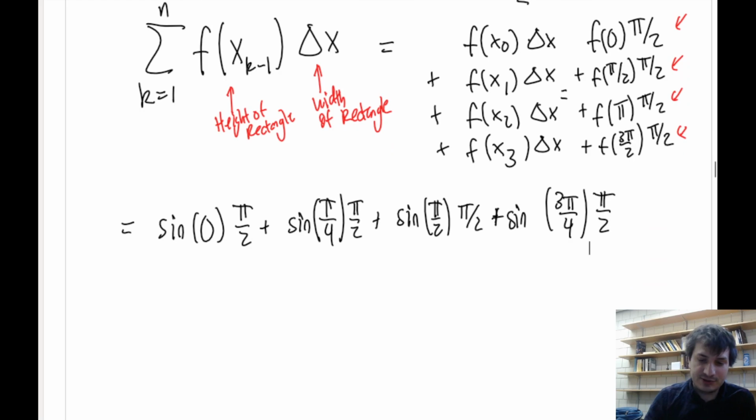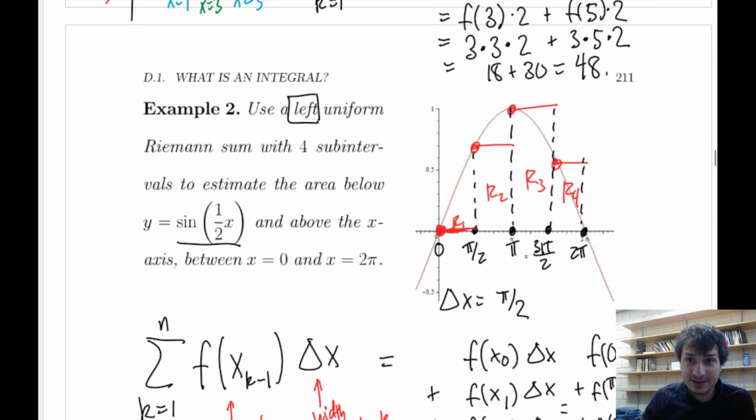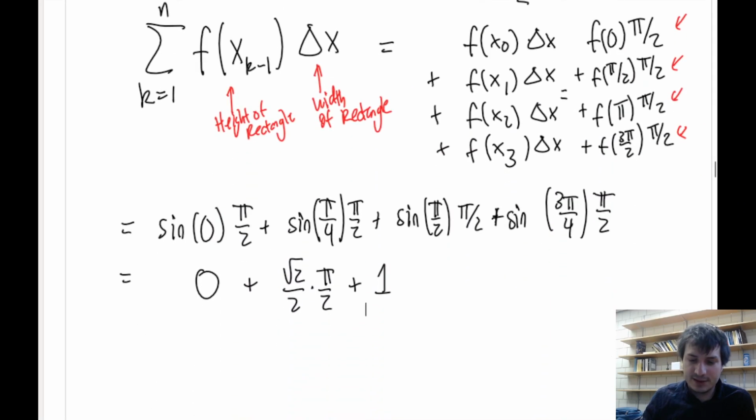These are all special angles. So sine of 0 is 0. 0 times pi by 2 is 0. The sine of pi by 4 is square root of 2 over 2. The sine of pi by 2 is 1. That's a rectangle of height 1, and you can see that visually. It's hitting at the top, right? We know that the third rectangle is height 1. Okay, 1 times pi by 2. The fourth one, 3 pi by 2, you're back down to square root of 2 over 2 times pi by 2.